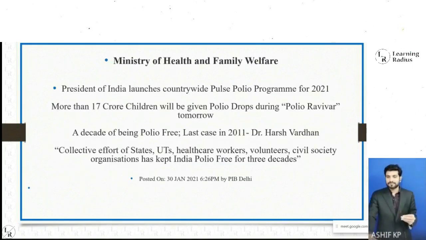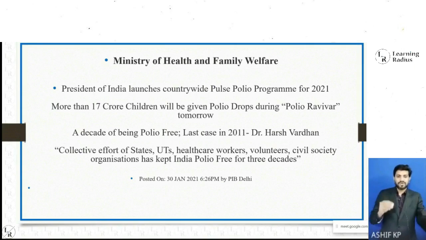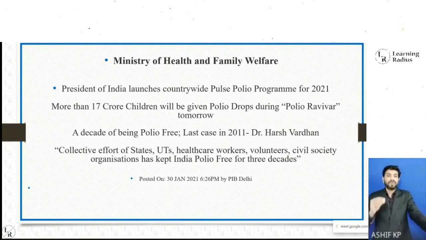Now, PIB conveyed the same data in detail and all the newspapers also covered it. The Ministry of Health and Family Welfare, on 30th January 2021, the last days of January, PIB Delhi came with this press release. President of India launches countrywide Pulse Polio program for 2021. More than 17 crore children will be given polio drops during Polio Ravivar. Once again, Polio Ravivar tomorrow. A decade of being polio free, last case in 2011, Dr. Harshvardhan. Collective efforts of states, UTs, healthcare workers, volunteers, civil society organizations have kept India polio free for 3 decades.